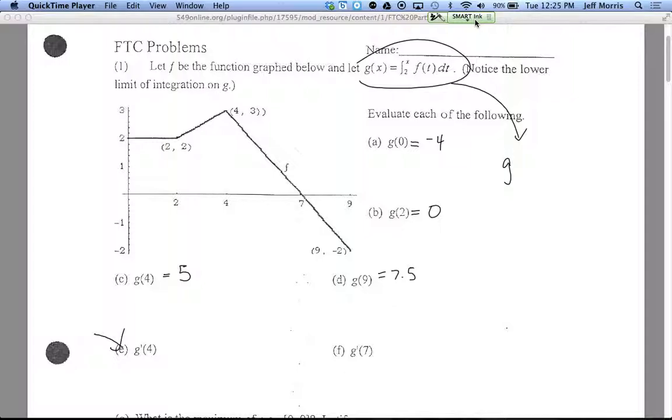So if you will write down what g prime of x is. Now, how do we do g prime of x? If this is g of x and it's an integral, how do we do the derivative of an integral? You just did questions 13, 14, and 15 on your quiz. It's just f of x. Oh my gosh. That's so slick. It's just f of x.